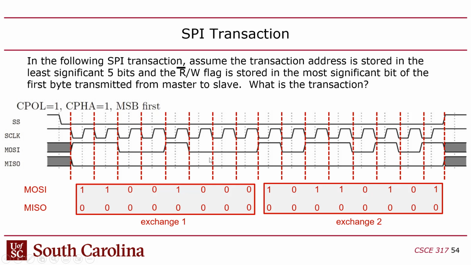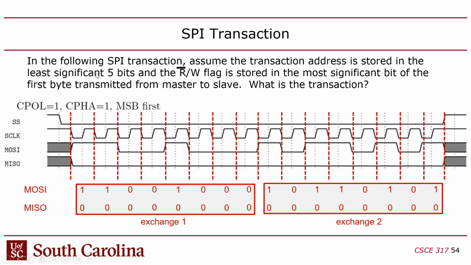And so basically what that means is during a transaction, the utilization of the data lines is only basically half, because in the first exchange, only the MOSI is being used, and in the second exchange, only the MOSI is used on a write and only the MISO is used on a read. Determining whether it's a write or read depends on the protocol you're using, which can be arbitrary.